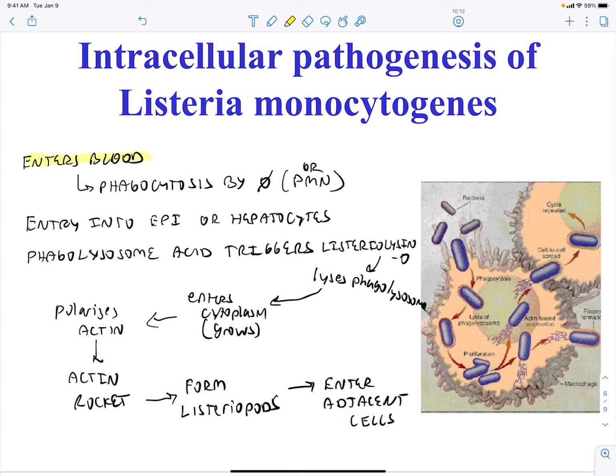And then once inside the epithelial cells or hepatocytes, it's going to be able to get out of the phagolysosome because the pathogenic strains of Listeria will have the listeriolysin O, and the listeriolysin O is activated at low pHs. So listeriolysin O will be activated in the phagosome lysosome. It will lyse that compartment, and it will enter the cytoplasm where it will grow. It also will be able to polarize actin, and it is referred to as an actin rocket. These will form listeriopods that will enter the adjacent cells and continue their infection.